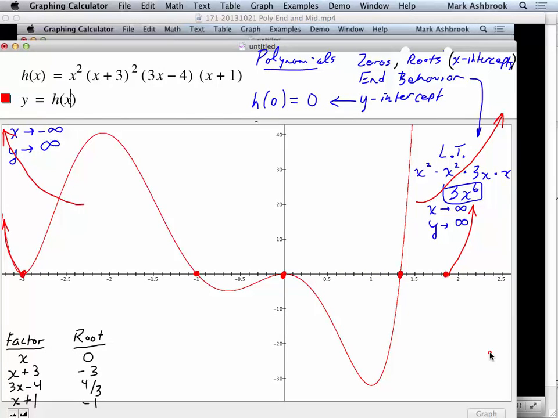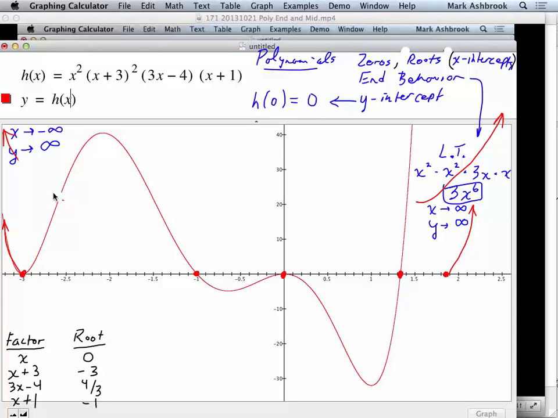So now the question is, we want to know beyond just the roots and the y-intercept and the end behavior, what's called middle behavior, or what's happening at the roots. So we could make this sketch if we needed to. So here's what we're going to look at. Take a look here at -3. What do you notice close to -3?